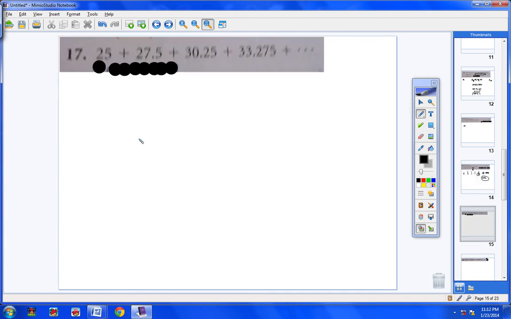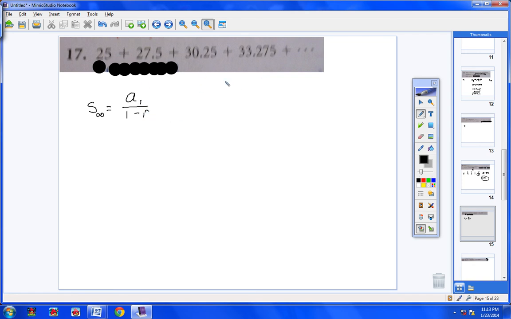All right, moving on to number 17. Number 17 says, find the sum of each infinite geometric series if it exists. Now notice these are geometric series, and they're not telling us how many terms we're going to add. So what that means is we're going to use the infinite geometric sum formula, which is S, and I should put an infinity symbol here, equals a subscript 1 over 1 minus r.